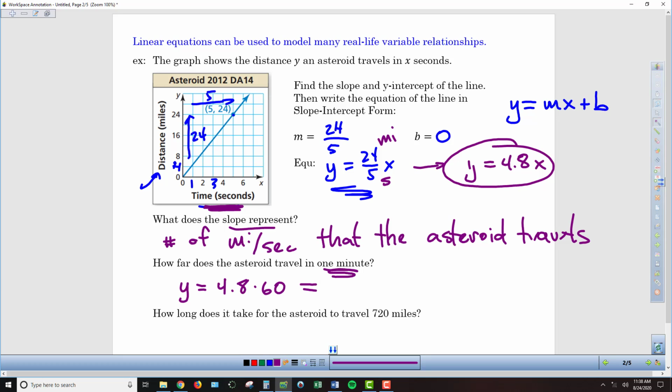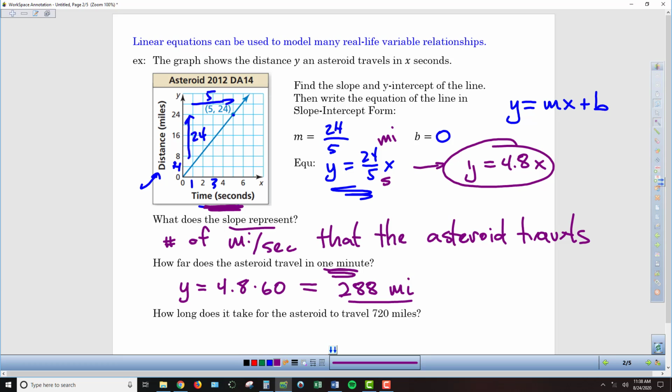So I'm going to plug that in. So I've got 4.8 times 60. If I multiply that out on a calculator, I get 288 miles.